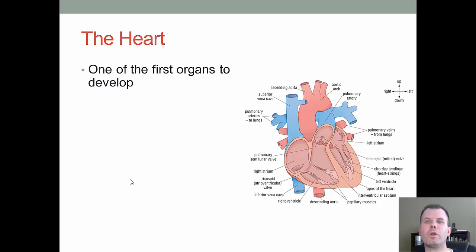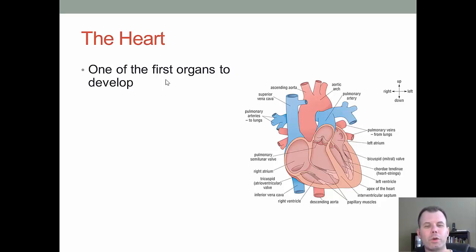Okay, so let's start. And the first thing we're going to look at is the heart. And again, the heart is one of the first organs to develop as we are growing as an embryo. So as an embryo, in about the first 4 weeks of development, our heart begins to form. And what it does is it starts beating, and you can actually see on a very early ultrasound, at about 7 weeks, the heart pumping.